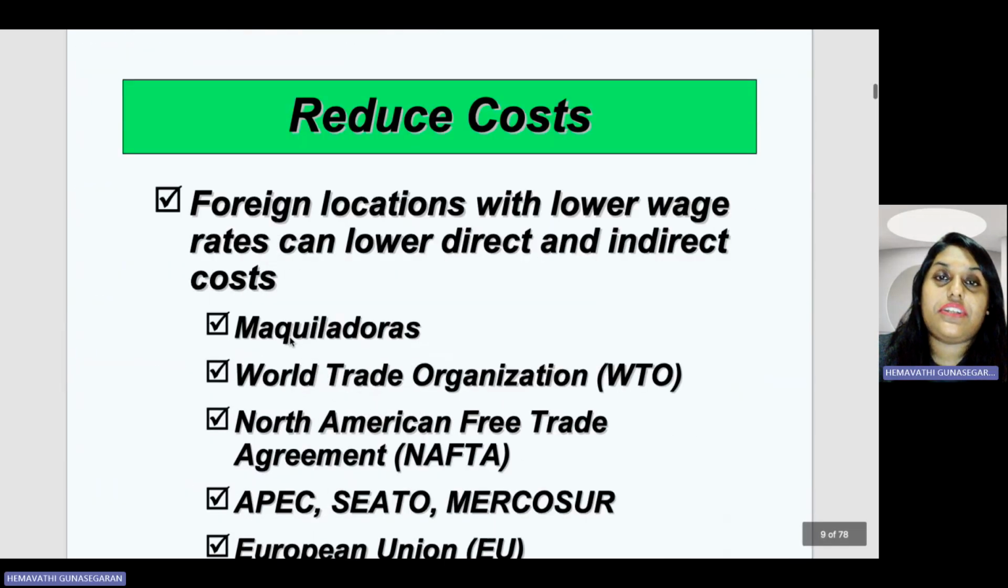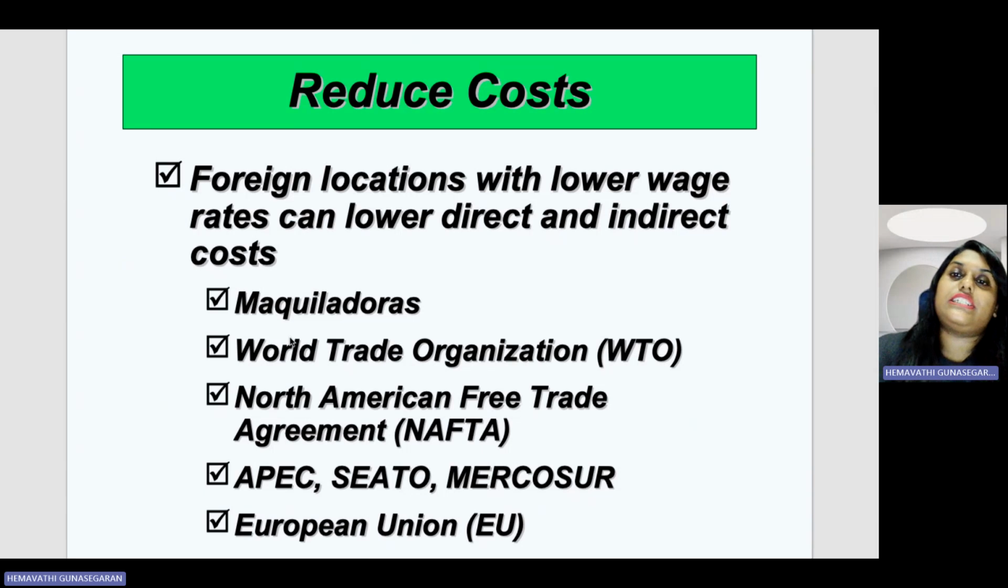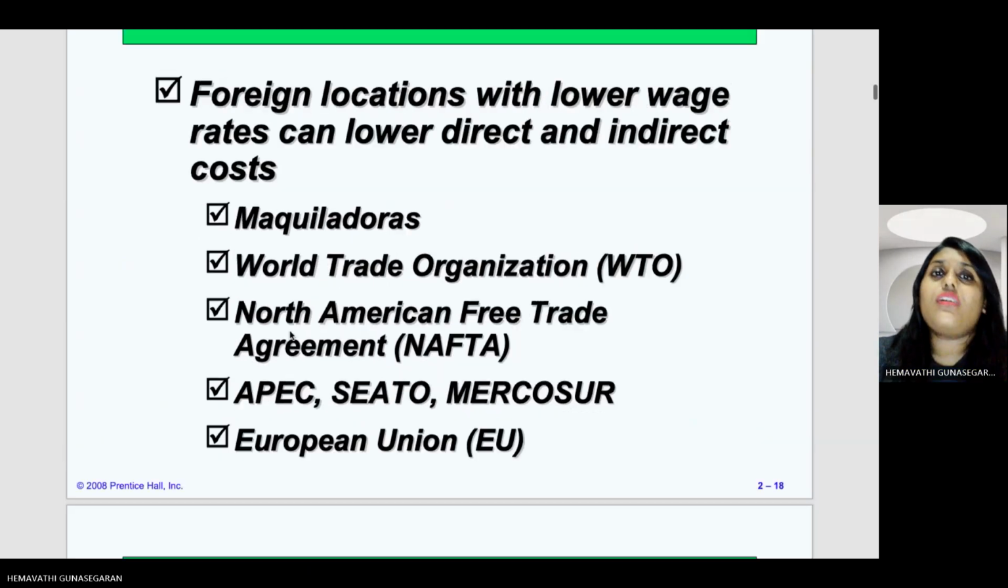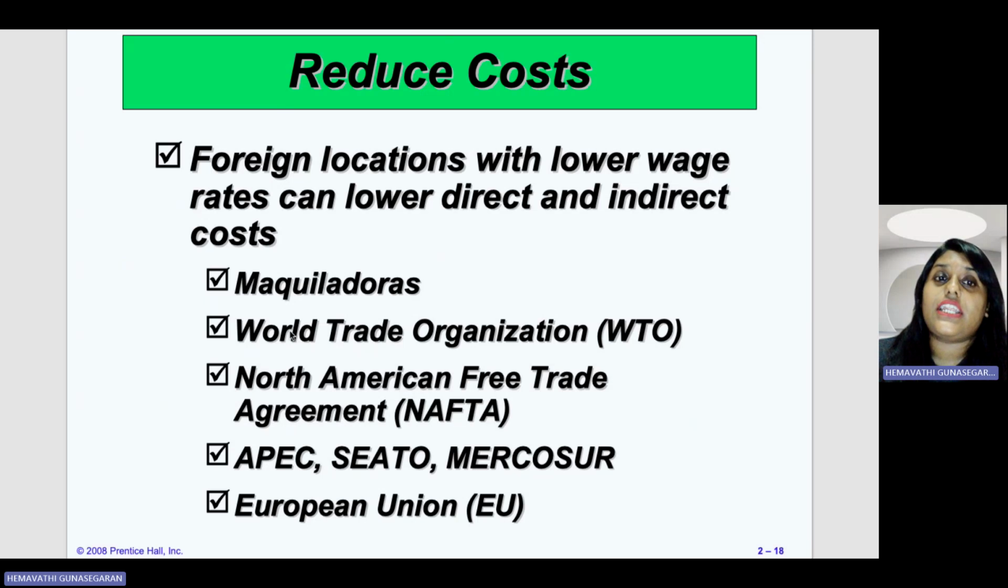So when we look at reduced costs, foreign locations with lower wage rates can lower direct and indirect costs. Examples include the World Trade Organization, North American Free Trade Agreement, APEC, CAFTA, and Mercosur, and also the European Union. So these are some of the facts that are going to reduce the cost of the materials, the cost of you importing from another country.